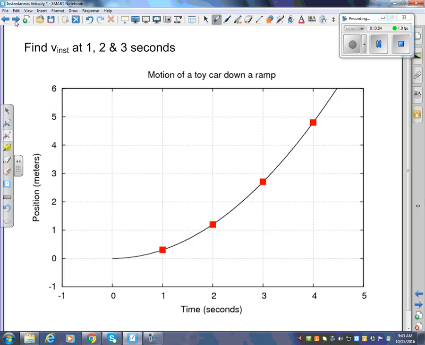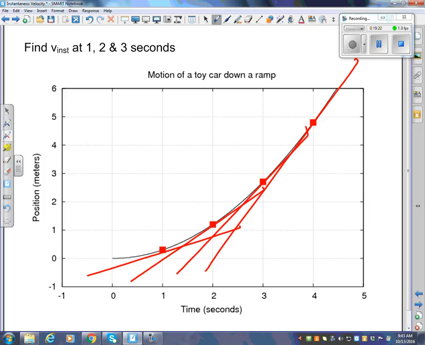Now, Logan asked here, do we have to do different lines? Absolutely. You got to draw a tangent line here, and a tangent line there, and a tangent line there, and a tangent line. Now, this one's going to be kind of hard because it's almost straight at that point, isn't it? Right? Okay, so you can try those.